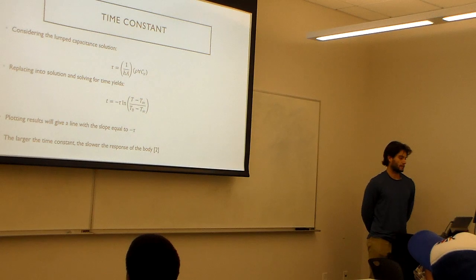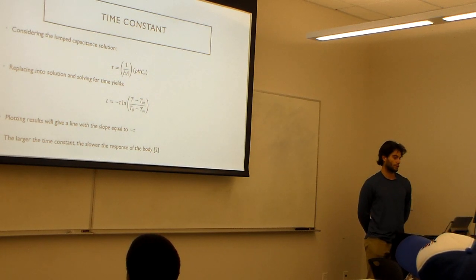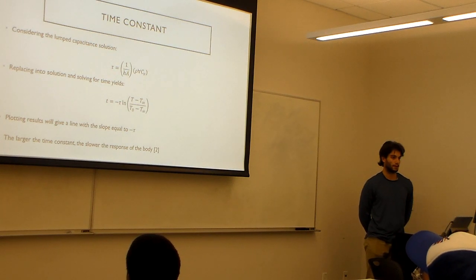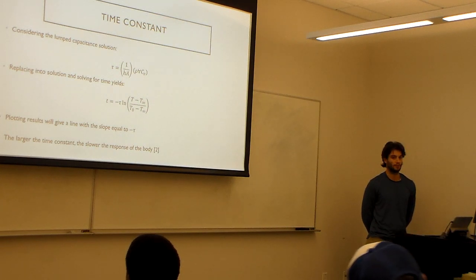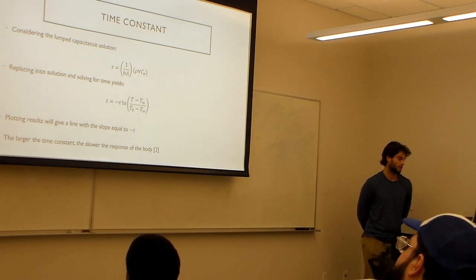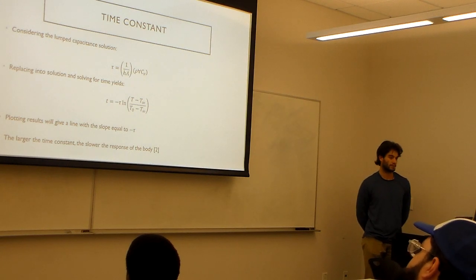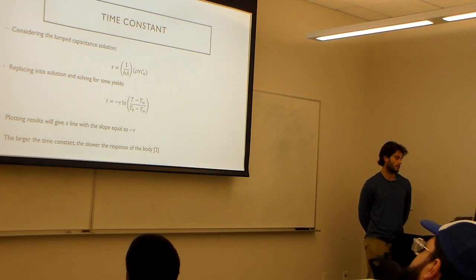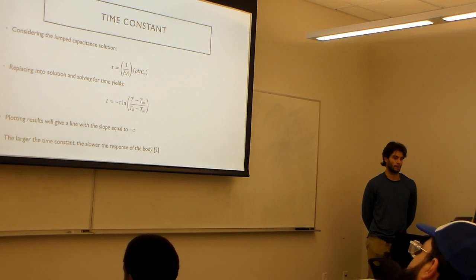So considering the lump capacitance solution, we can take the exponential portion of it and get the time constant, which is equal to 1 divided by the heat transfer coefficient times the area, times the density times volume times the specific heat. Replacing this into the previous equation gives us an equation for time, which is time equal to the negative time constant times the natural log of the normalized temperature. And plotting these results will give us a line with the slope equal to the negative of the time constant. The larger the time constant, the slower the response of the body is expected to be.